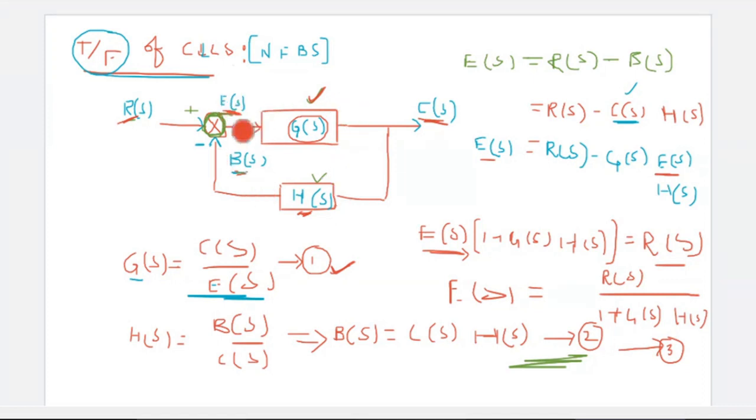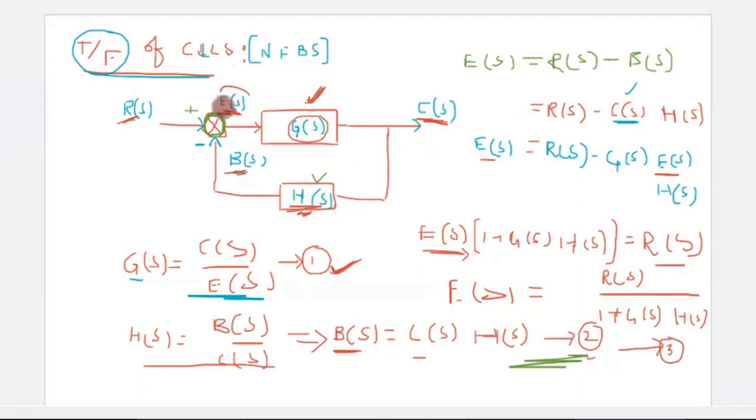By using this block diagram, first find out G of S. G of S is the ratio of output to the input. That is G of S is equal to C of S by E of S. Consider that equation number 1. Similarly, find out H of S. H of S is equal to output of this block, B of S, by input C of S. From that, B of S is equal to C of S into H of S. Consider that equation number 2.